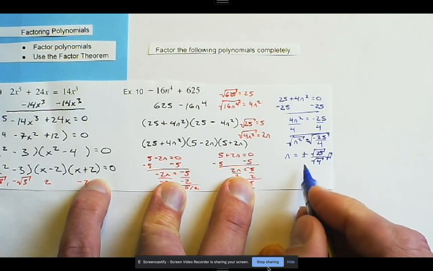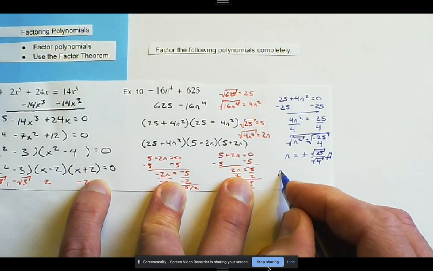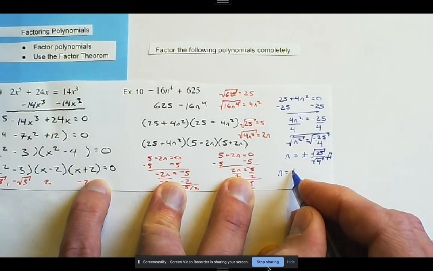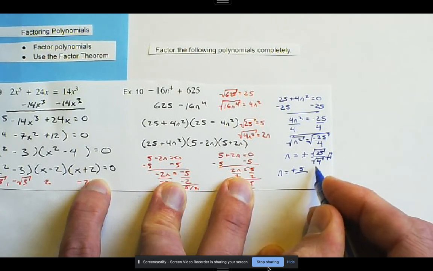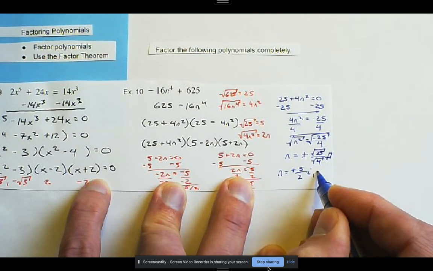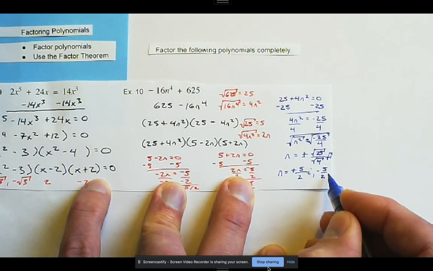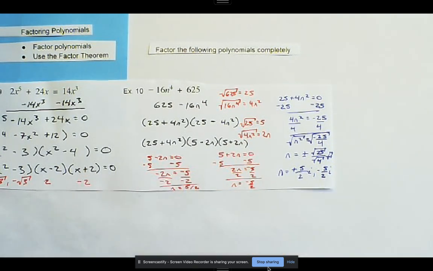And so we get n is equal to plus the square root of 25 is 5. The square root of 4 is 2. And then we also have the negative version of that, negative 5 over 2i. So then we have 5 halves, negative 5 halves, 5 halves i, and negative 5 halves i.